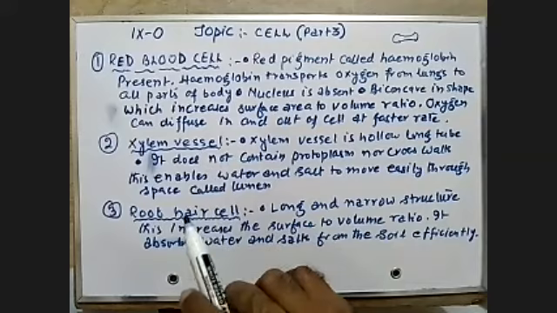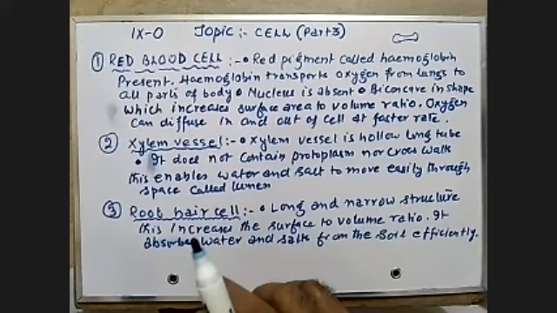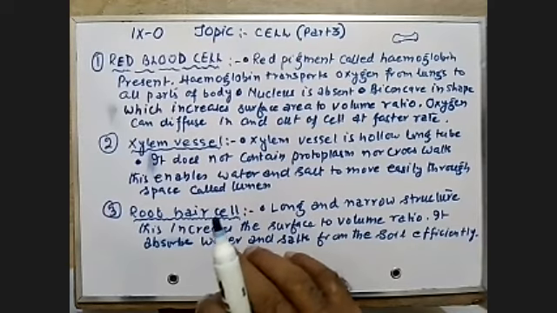Second point, the nucleus is absent. So you know that it has a certain lifespan, that is 120 days. After that, it is destroyed by the liver. So nucleus is absent means no cell division will take place.